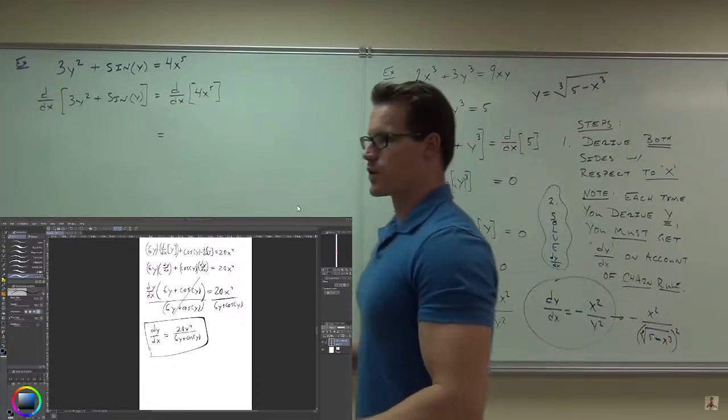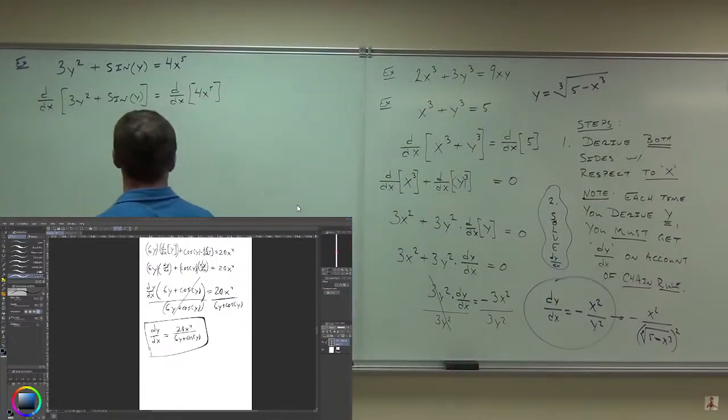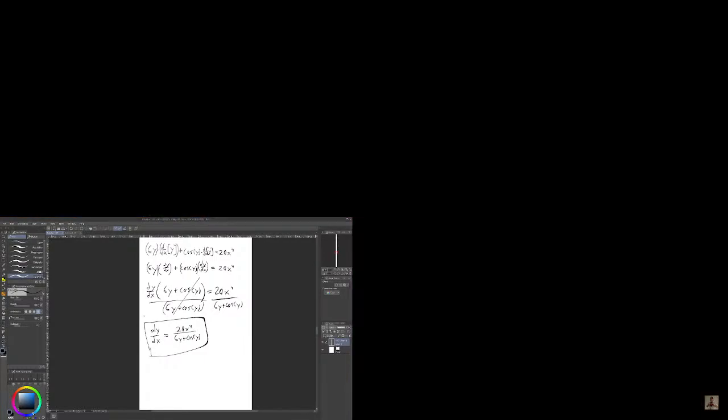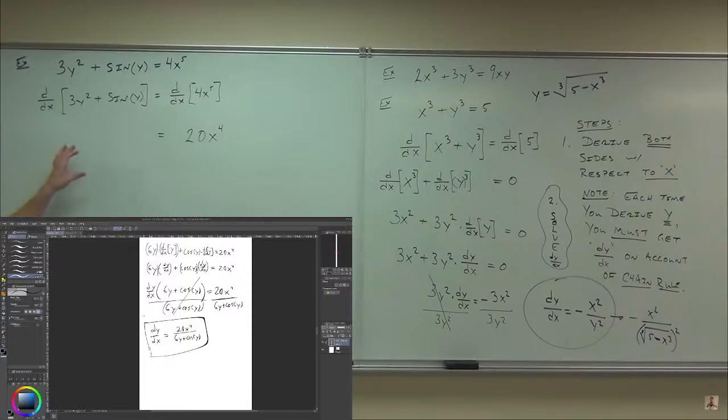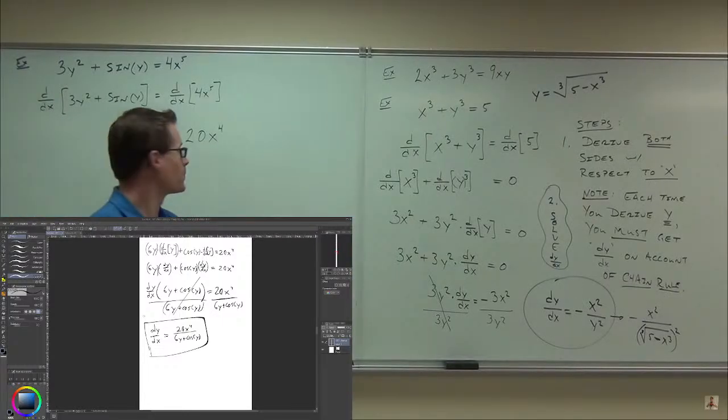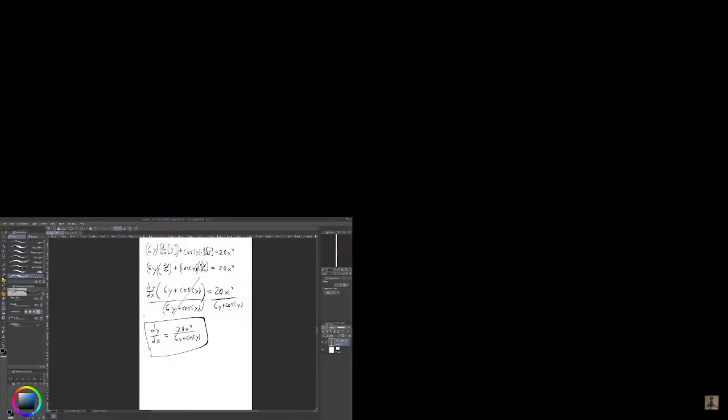What's d/dx of 4x to the fifth? How much is that? 20x to the fourth. So don't forget the stuff you already know how to do. Don't let that leave you. Now, this is where we get to be kind of careful, all right? If we have d/dx of 3y squared plus sine y, you know how to take the derivative of this piece.